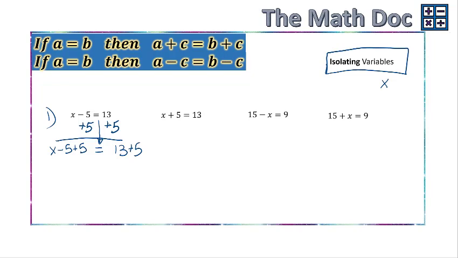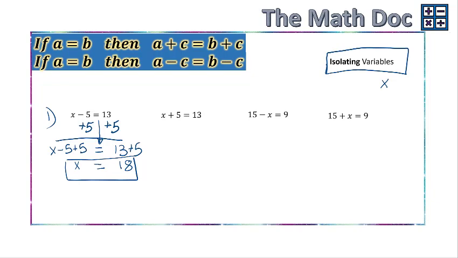Now, on the left-hand side, we have minus 5, right? Plus 5. And these two will cancel. Minus 5 plus 5 is just 0. So we remain with x equals, what is 13 plus 5? It's just 18. So what does that mean? It means that we actually solved this equation, and now we have the answer that x equals 18 will satisfy this original equation we started with.